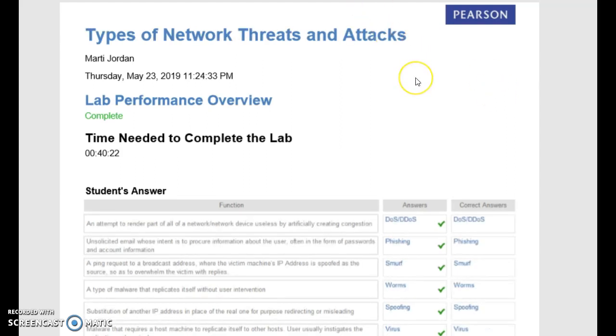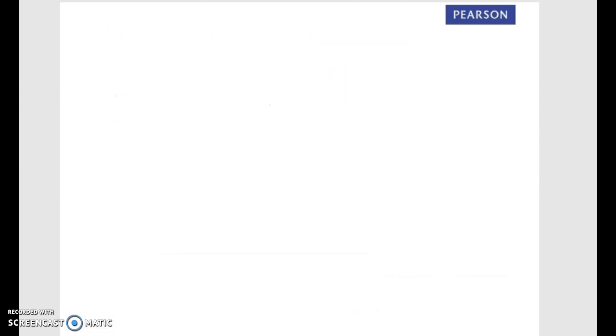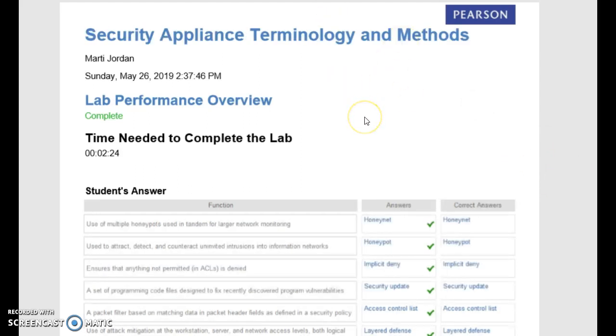The next one was types of network threats and attacks. And again, I'd like to do cybersecurity, so this was interesting to me. I completed this lab, and this one was in our textbook. The next one was security appliance terminology. I thought this was pretty interesting because all of those different things I would have never known before.